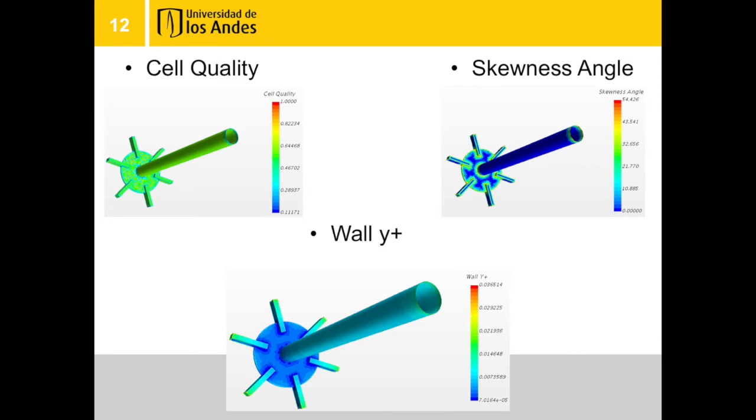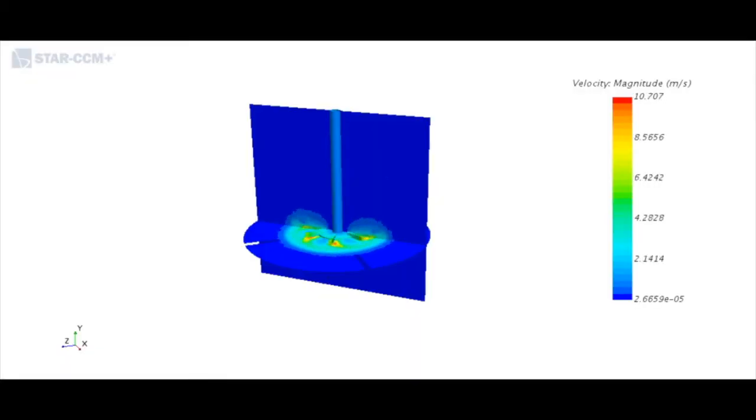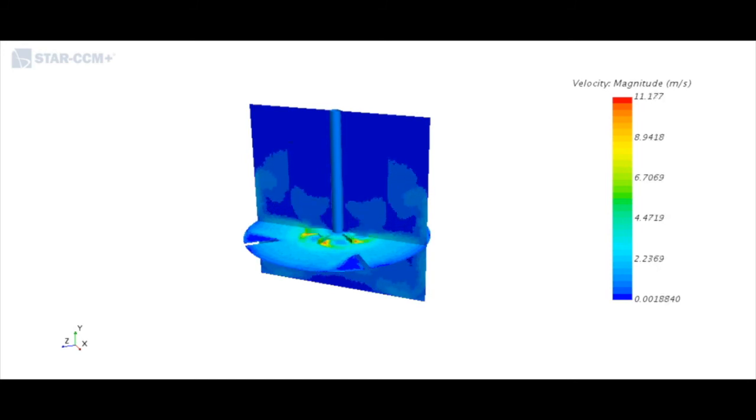Then we can see the cell quality, skewness angle, and the wall y+, where it can be seen that the mesh has a good quality. In the animation, the movement of the fluid happens near the impeller, but becomes smaller as it gets away from it. This animation was made by taking a series of photos and then putting them together and increasing the speed.